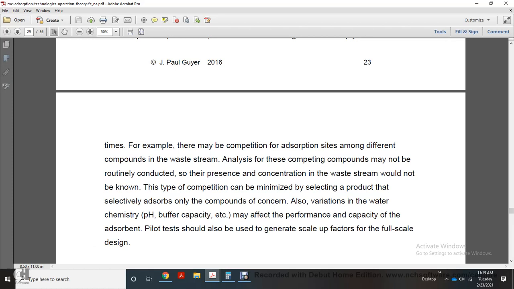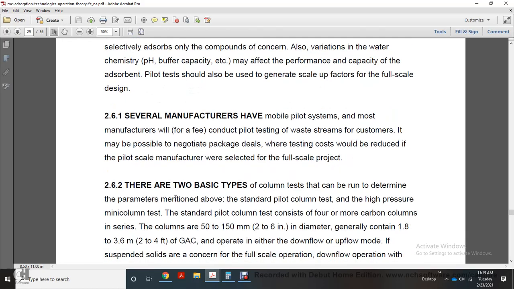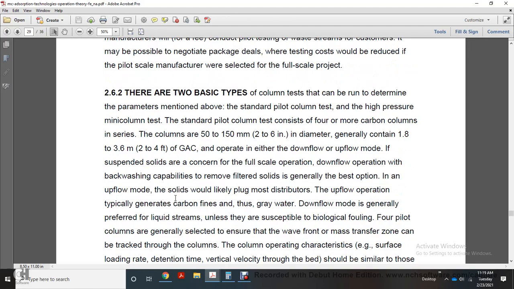Pilot tests should also be run to generate scale-up factors for full-scale design. Several of the manufacturers have mobile pilot systems. Most of the manufacturers will conduct pilot tests of water streams for customers for free. It may be possible to negotiate a package deal where testing costs would be reduced if the pilot-scale manufacturer is selected for the full-scale project.